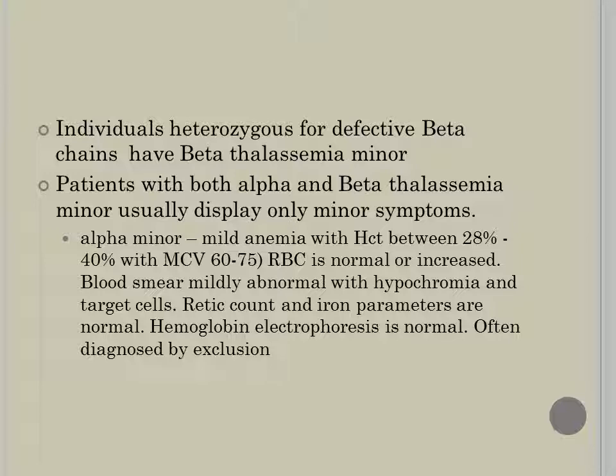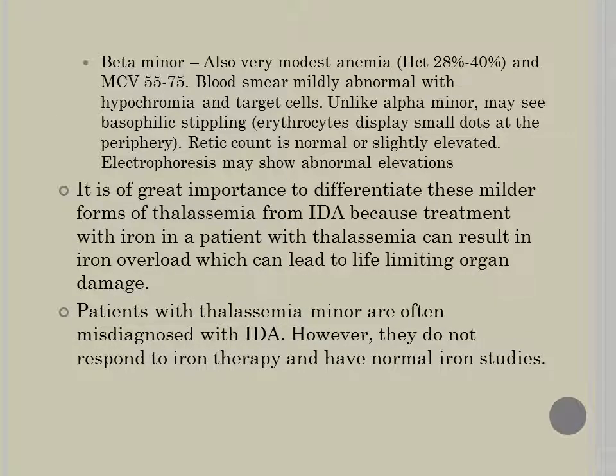So it's really a diagnosis of exclusion with these patients. The beta minor is a very modest anemia, so its hematocrit is 28 to 40, and your MCV is 55 to 75. Your blood smear is mildly abnormal, and unlike the alpha minor, you may see that there's some erythrocytes that display small dots on the periphery, which is called basophilic stippling. The Retic count is normal or slightly elevated, and electrophoresis may show some abnormal elevations.